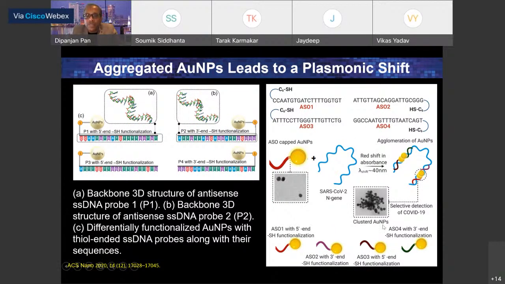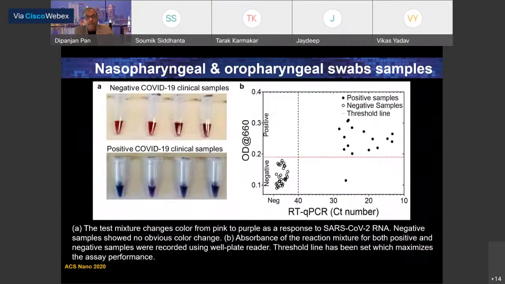So this is approach one, where the plasmonic nanoparticle is used. You can see these are the gold ASO-capped gold nanoparticles. They're looking fantastic, with no agglomeration, but in presence of the SARS-CoV-2 N-gene, there is a red shift of about 40 nanometers. As a result, the clustered gold nanoparticles are seen on TEM. This is happening because of the presence of the RNA, and as a result there is a precipitation. You can see this is clearly visible. These are negative COVID-19 clinical samples. This is positive, clearly visible.